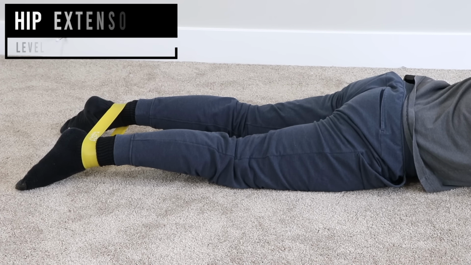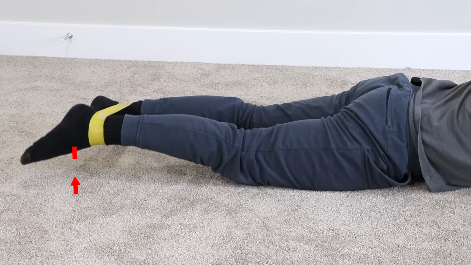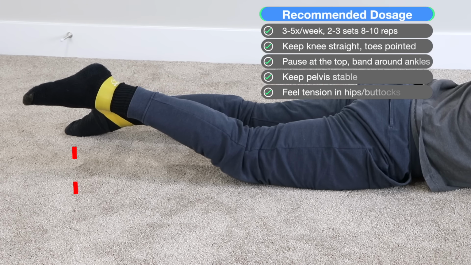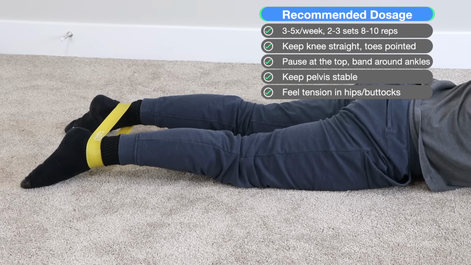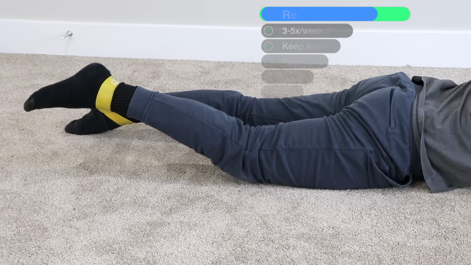Level 2, hip extension. Laying face down with your knees straight, place a band around your ankles. Using your butt, lift your leg up towards the ceiling, hold for 2 seconds, and then return to the starting position. Keep the knee straight and make sure you use your buttocks and not your back.